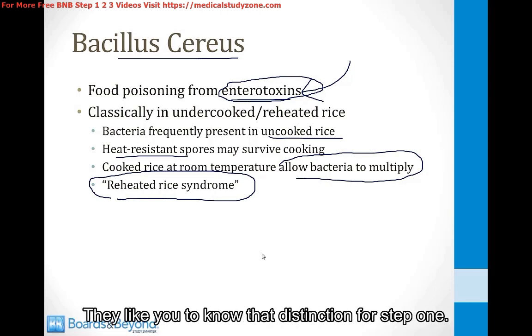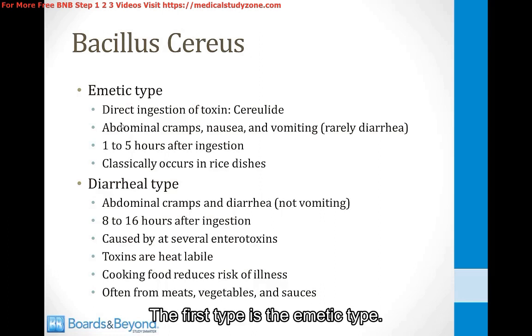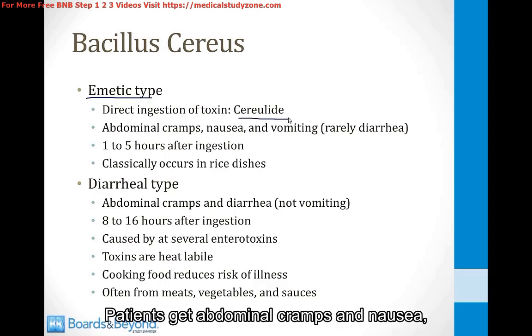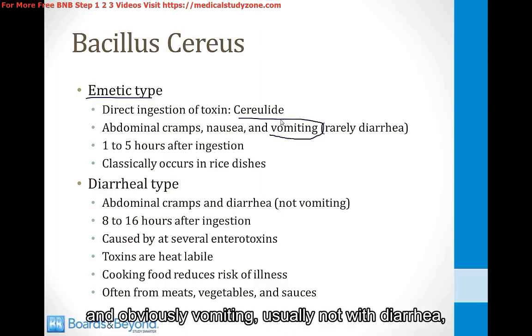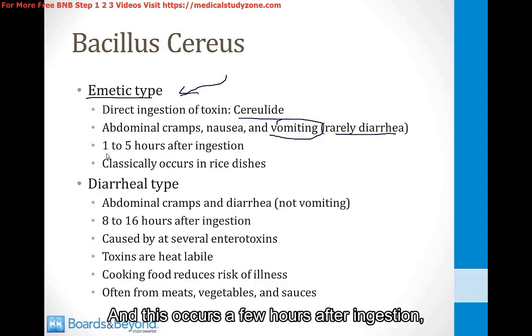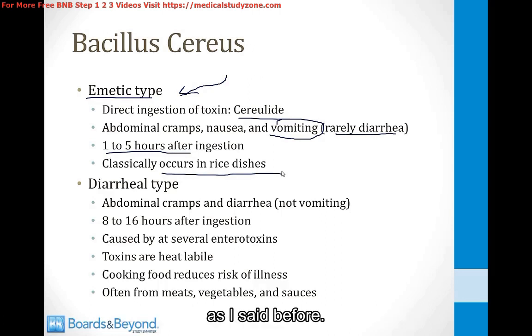They like you to know that distinction for step 1. So there's 2 types of B. cereus food poisoning. The first type is the emetic type. This happens from direct ingestion of the toxin cereulide. Patients get abdominal cramps and nausea and obviously vomiting, usually not with diarrhea. That's why it's called the emetic type. And this occurs a few hours after ingestion, and this classically occurs in rice dishes, as I said before.